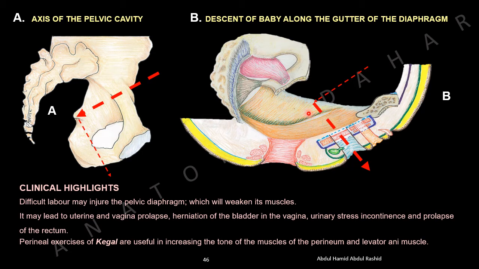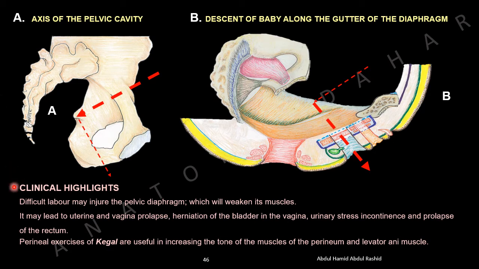It is very important that when the baby is engaged here and cannot come down, and you need forceps delivery, you have to know that first, you cannot pull down this way. You must keep on pulling downwards and backwards here until you reach the floor of the gutter. Then after that, you can pull downwards and forwards. Then it will come down this way. This is another function of the pelvic diaphragm, which is very, very important during forceps delivery.